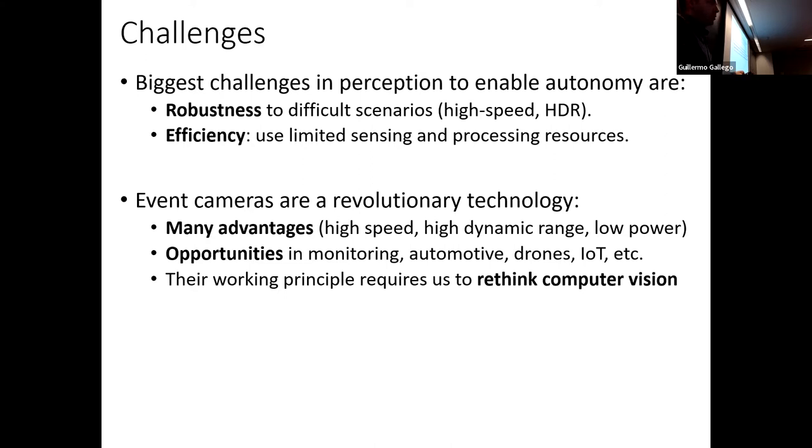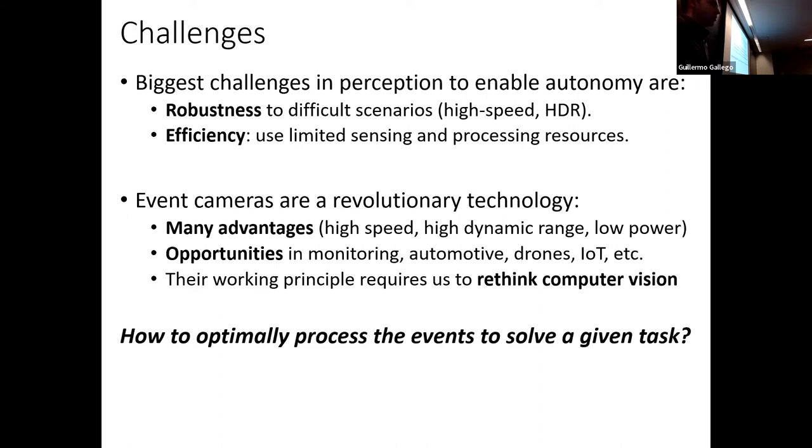But as I showed you, the data is different. There are no longer images. So it requires us to rethink computer vision. And the first question that comes to my mind is how do we actually process the events to solve a given task? This is a very broad question. It's not a unique answer. It depends on the constraints of your system, on what you want to do, and so on.